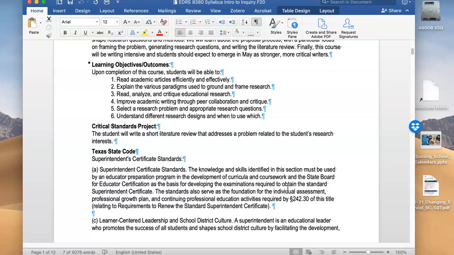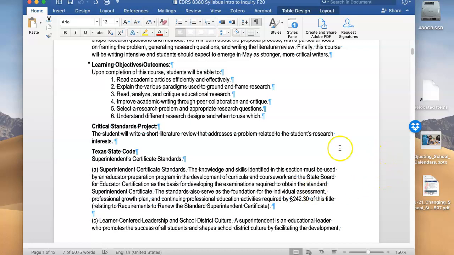You will be able to select a research problem and appropriate research questions, and we will work on that concretely in this class, and then understand different research designs and when to use which. I'll talk more in a couple minutes about our critical standards project. In short, you are going to write a short literature review that addresses the problem that you're interested in, and that is the motivation for your being in this program.